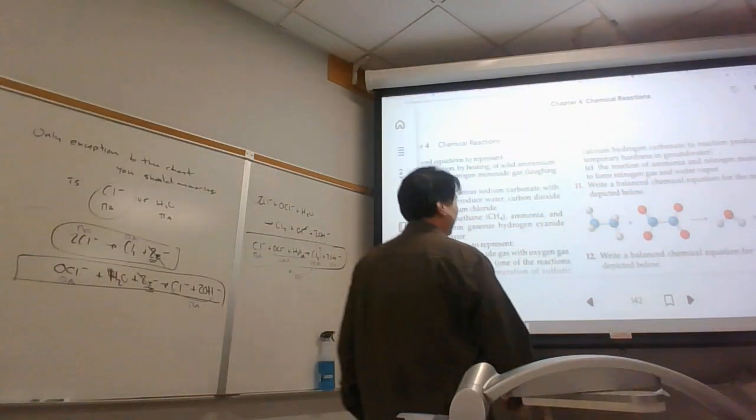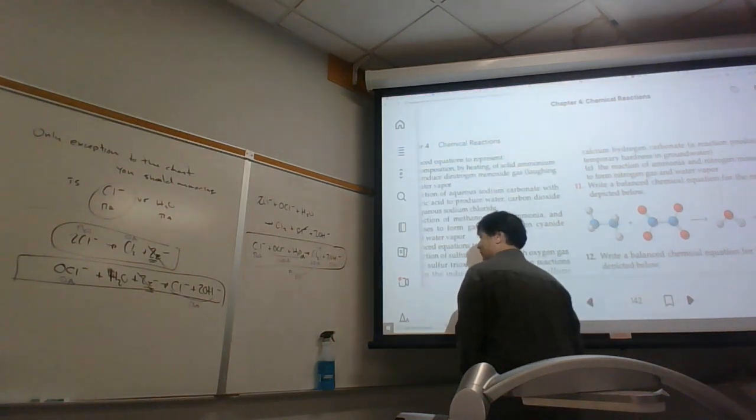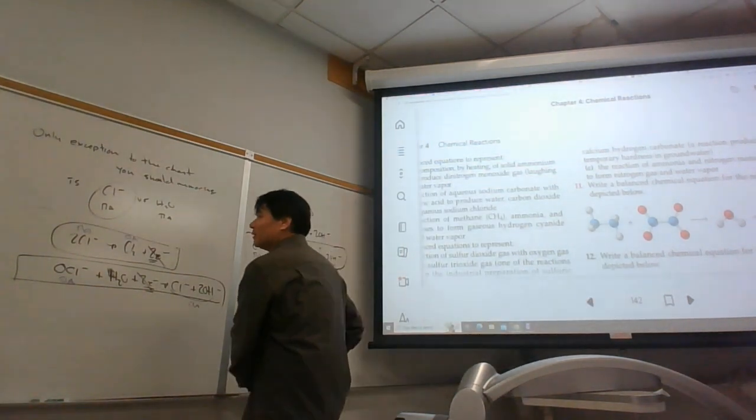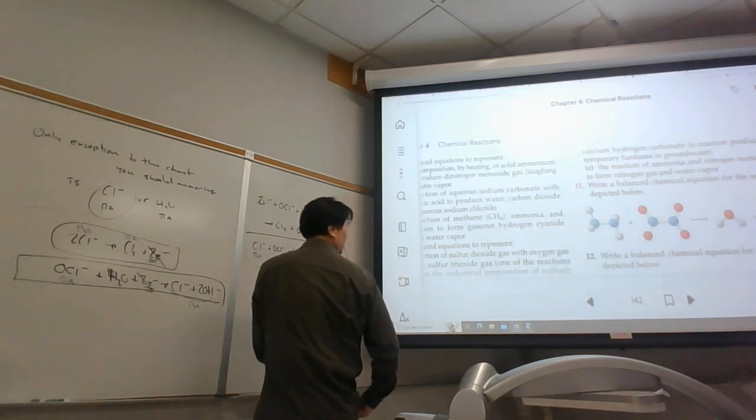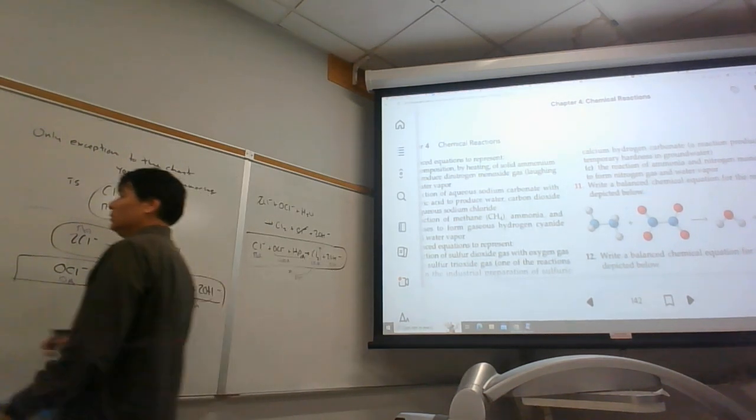All right, number 11. The blue ones are what element? Nitrogen. And the white? Hydrogen. Hydrogen. So that's going to be N2H4.